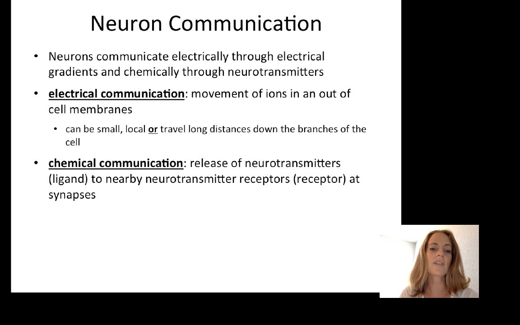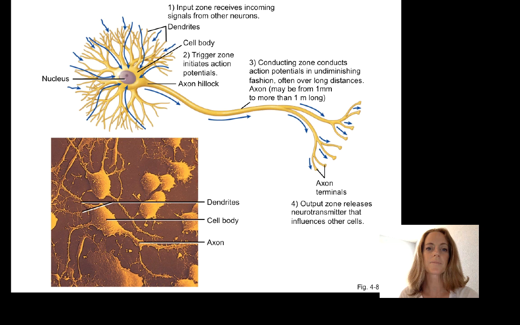Once the action potential reaches the end of the axon or the axon terminal, there will be chemical communication or release of neurotransmitters. A chemical is also referred to as a ligand, so you may want to go back and review your cell communication lecture where we talk about ligand-receptor interactions. So the release of neurotransmitters is received in the next neuron by neurotransmitter receptors.